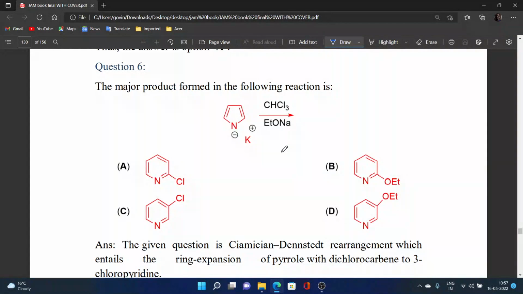Hello and welcome back. Let's solve the next set of 5 organic questions from the JAM 2018 question paper. So the question says, question number 6, the major product formed in the following reaction is.